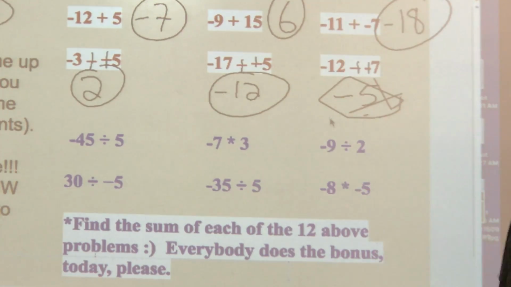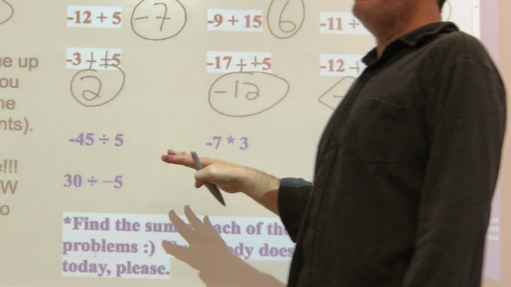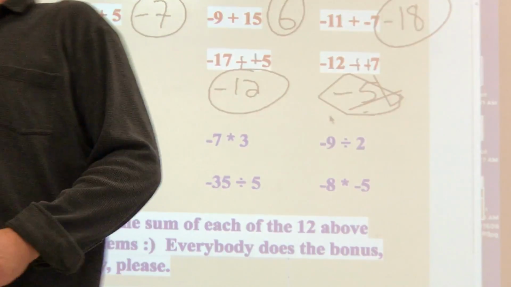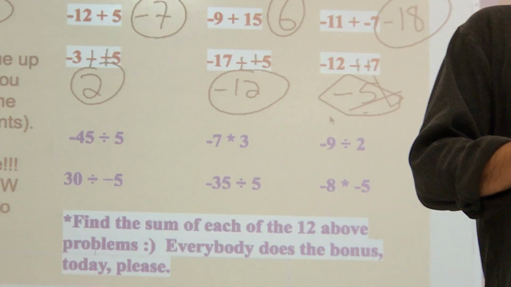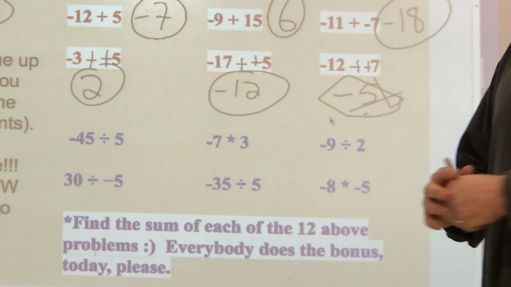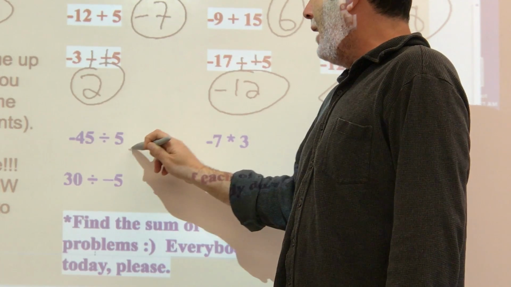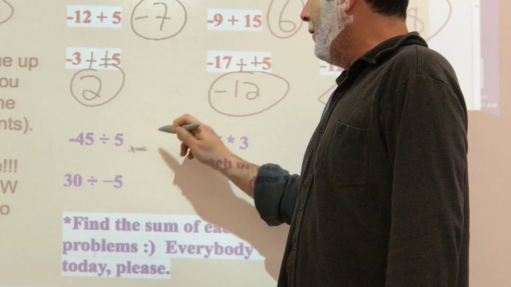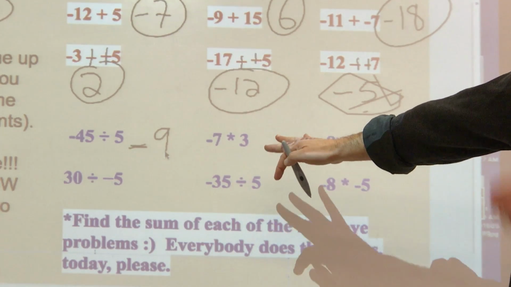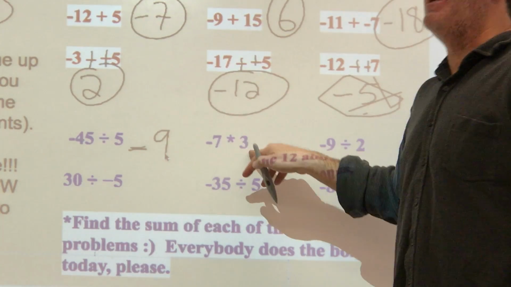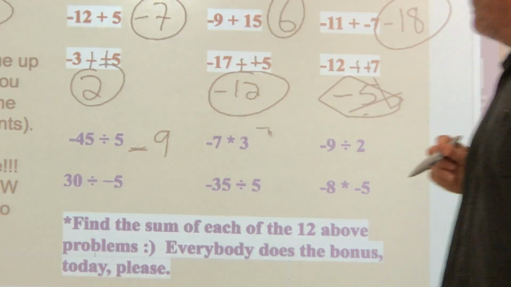Now we've got some multiplication and division. For multiplying and dividing, if you're dealing with 2 numbers, you always have the same thing going on. If the signs are the same, the answer is positive. Otherwise, it is negative. So negative 45 divided by 5 would be negative 9. This is the trouble spot of the board. Hopefully we can get through this. Negative 7 times 3 would be negative 21.